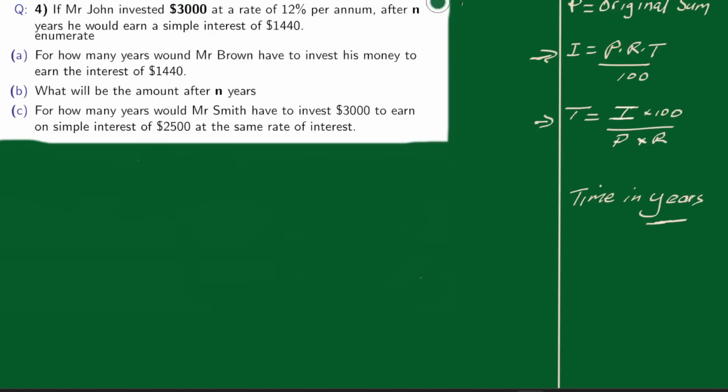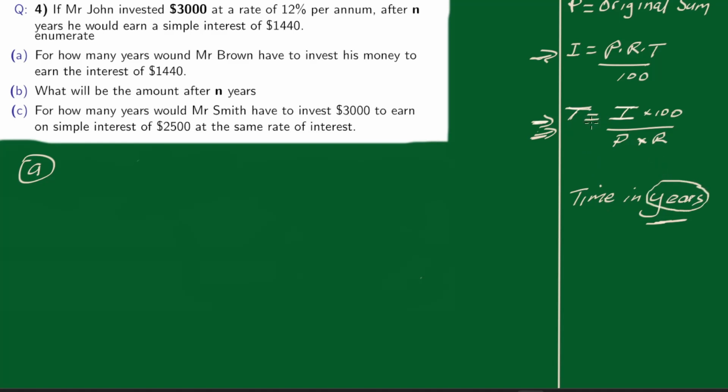Look at question 4. So looking at question 4, part A. For how many years must Mr. Brown invest his money to earn an interest of 1440? Again, principal is the original sum, interest equals principal by rate by time. However, in this case, the question asks us to find the time, right? And time is in years. So remember, when it's the time, it is in years.